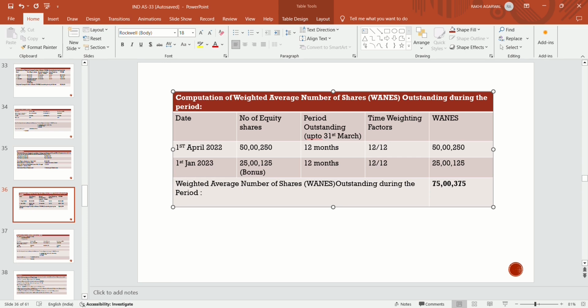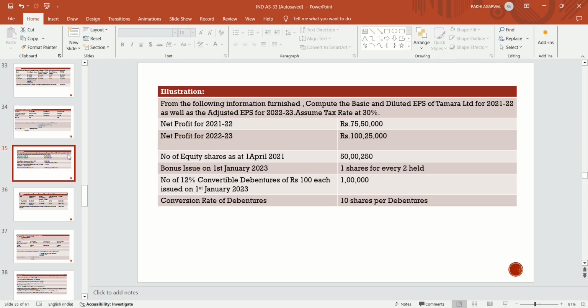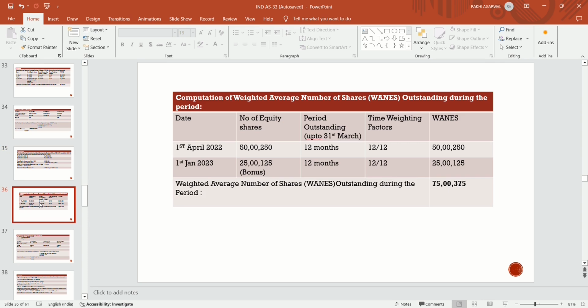Now on 1st January 2023, in the financial year 22-23, the entity issues a bonus where for every 2 shares held, 1 share is to be given. So 50 lakh 250 divided by 2 into 1 becomes 25 lakhs 125. That is the bonus component.